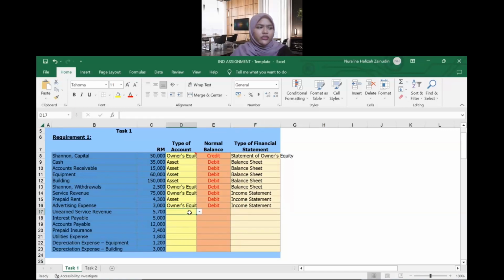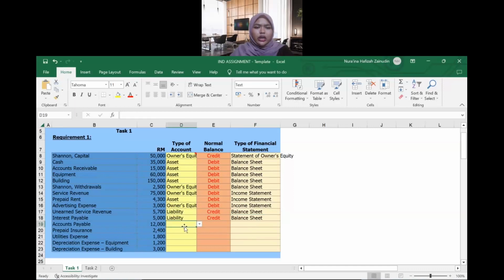Okay, next is unearned service revenue. The type of account is liability. The normal balance is credit, and the type of financial statement is balance sheet. Okay, next is interest payable. The type of account is liability. The normal balance is credit, and the type of financial statement is balance sheet.